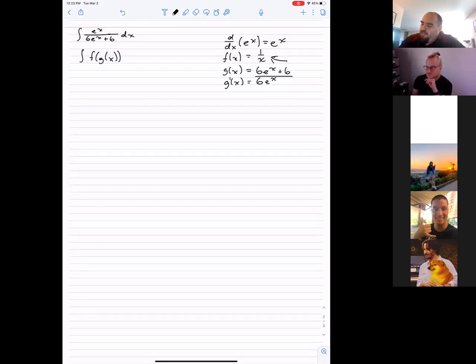So one thing I will do is this. I don't think Mark really does this method, but I think it might help some of you. If I know that g prime of x is equal to 6 e to the x, what I really want is e to the x. So that means e to the x is equal to 1/6 g prime of x. Are we okay with why I did that? I'm cool with it. So basically what I have now is f of g of x times 1/6 of g prime of x.